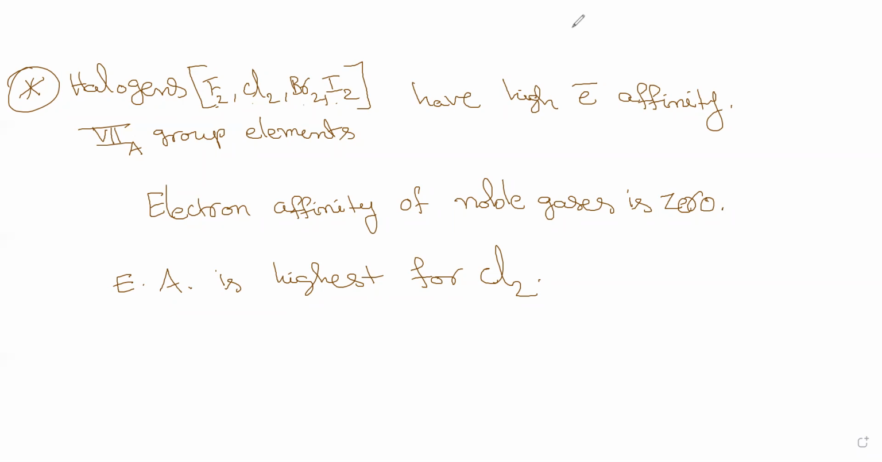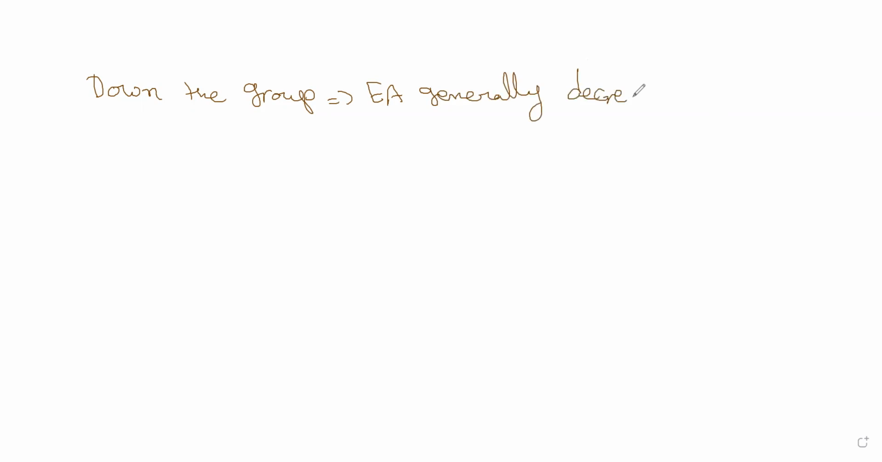So I hope that is clear. The next point, down the group, electron affinity generally decreases.